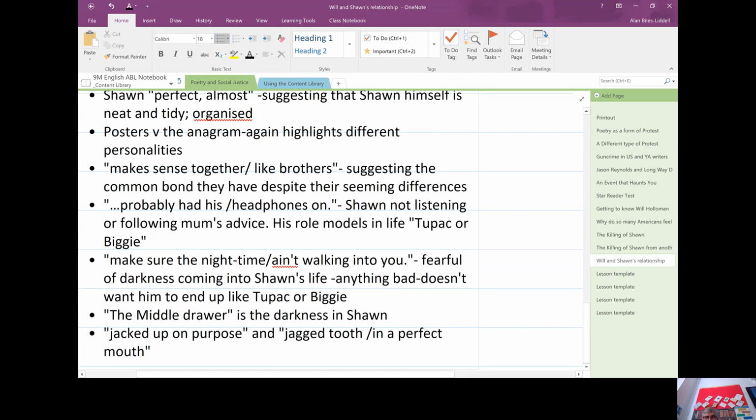Now we've got two images being used here with the drawer, which has deliberately been jammed in, so you can't open it really easily. Not without Shawn knowing that you're trying to get into that drawer. He would hear you because you'd have to really struggle with it. It's off the rails, that sort of thing. And as Alfie's already begun to tell us, the darkness within him is lurking in that drawer, because that's the drawer that contains the gun.